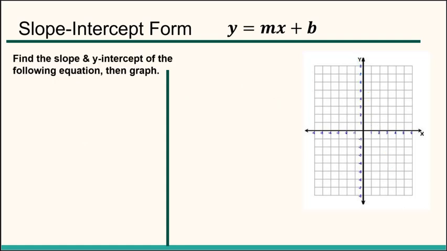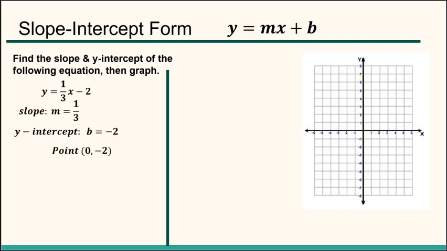So let's look at another example. We're going to find the slope and the y-intercept of the following equation, then graph. If we have y equals 1/3 x minus 2, find the slope, 1/3. Find the y-intercept, -2. That means I have the point 0, -2. Draw the dot. There it is.